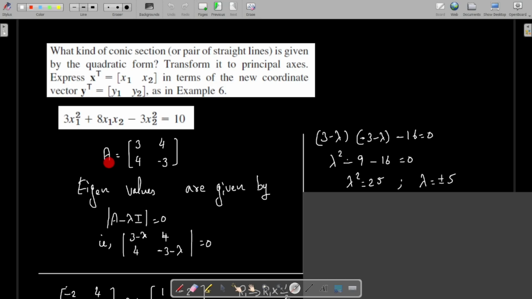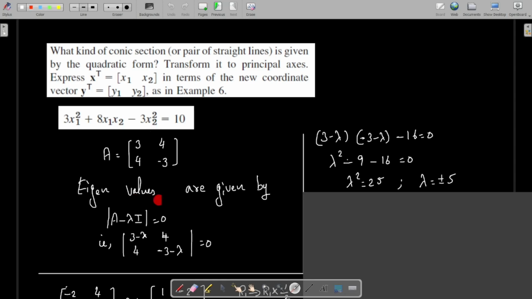So the matrix A equal to 3, 4, 4, minus 3. Here 3 and minus 3 are the coefficients of x1 square and x2 square, and here the 4, 4 are obtained by taking the half of this one. 8 by 2 is 4. So you place 4 and 4 here. Thus you can find the symmetric matrix A corresponding to the quadratic form on the LHS of this equation.